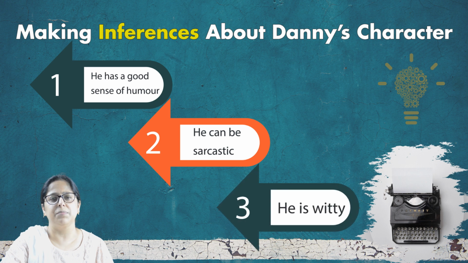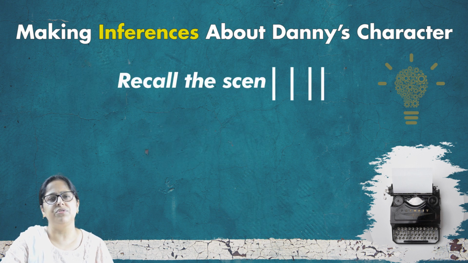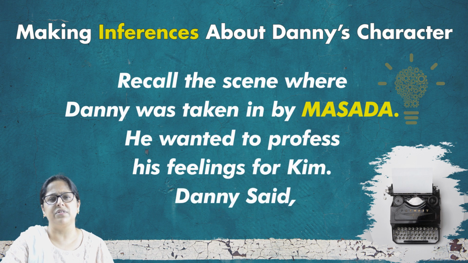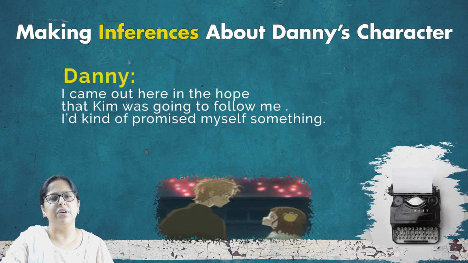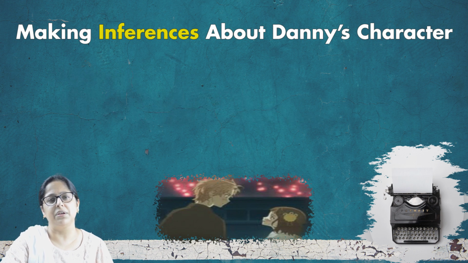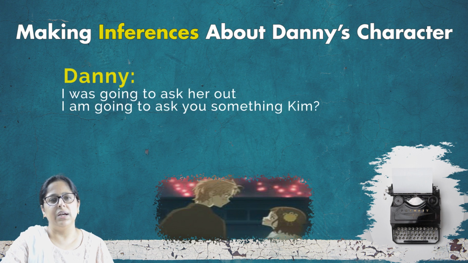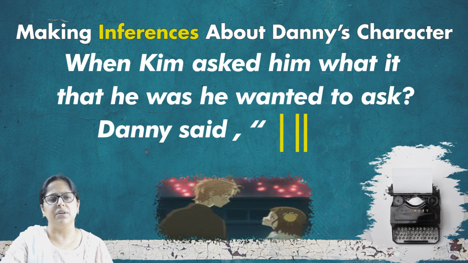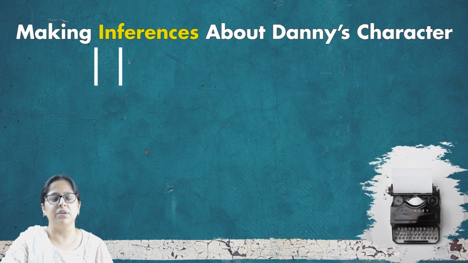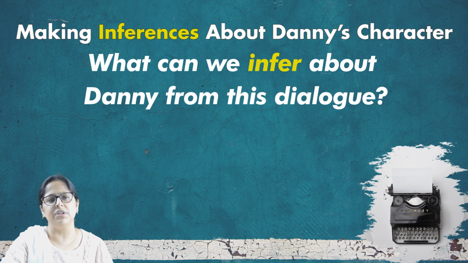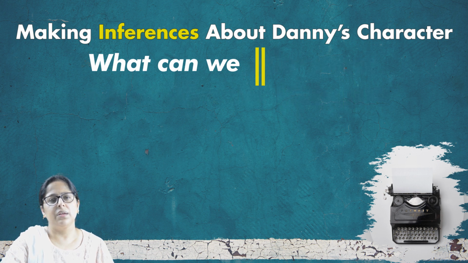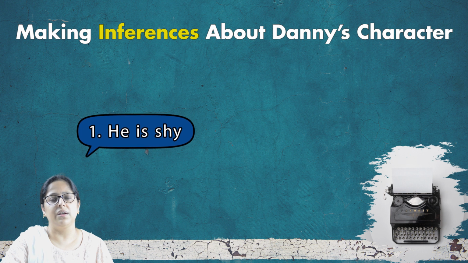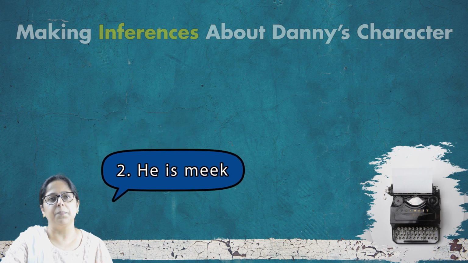We can infer that he has a good sense of humor, and he can be sarcastic at times as well, and he is witty. Now recall the scene where Denny was taken in by Masada. He wanted to profess his feelings for Kim, and he said, "I came out here in the hope that Kim was going to follow me. I'd kind of promised myself something. I was going to ask her out. I'm going to ask you something, Kim." Kim asked him what he wanted to ask her, and he said, "I forgot." So what can we infer about Denny from this dialogue? We can easily say he's shy, and he can be meek as well.